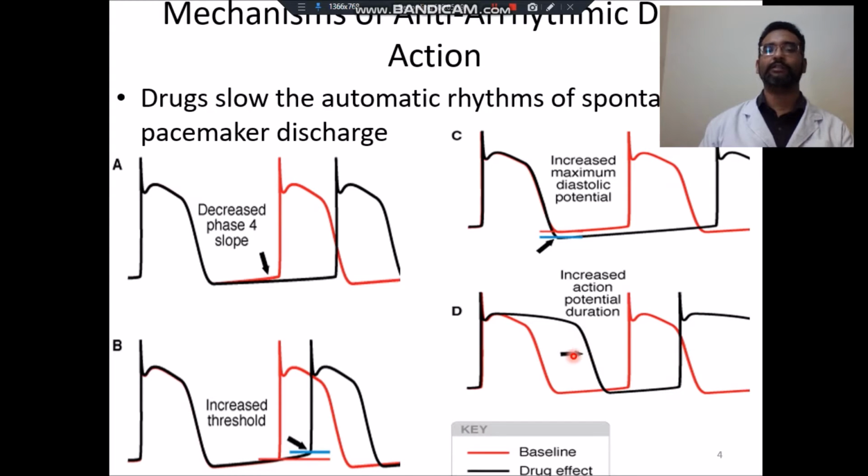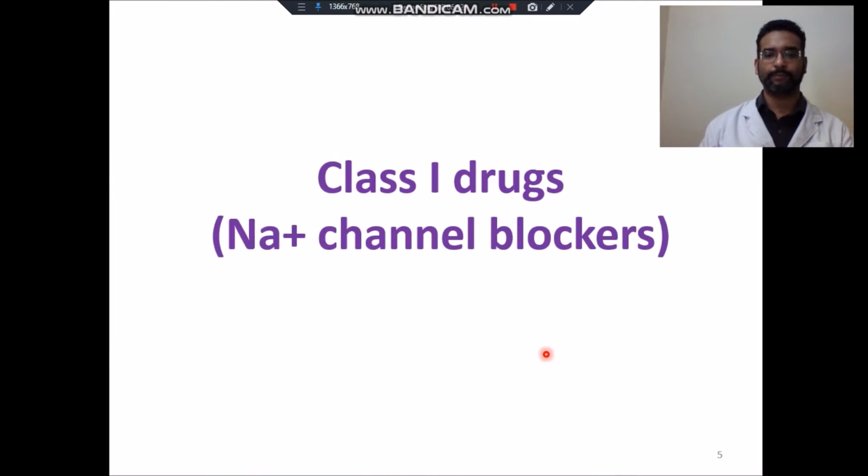So by increasing the action potential duration, you can decrease the generation of impulses, and thereby decrease heart rate. I hope you understood. There are four mechanisms by which broadly all the anti-arrhythmic drugs act: either decreasing the phase 4 slope, increasing the threshold, suppressing the maximum diastolic potential, and by increasing the action potential duration.